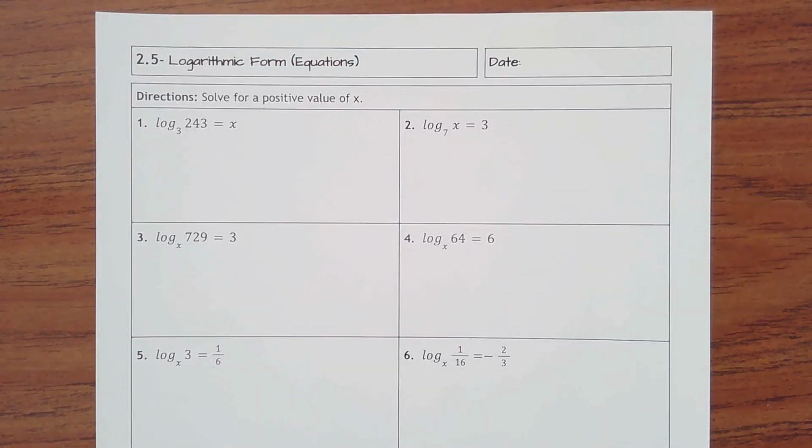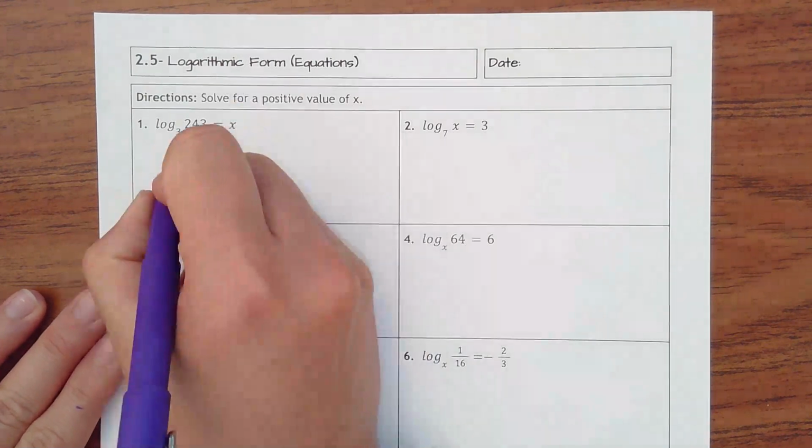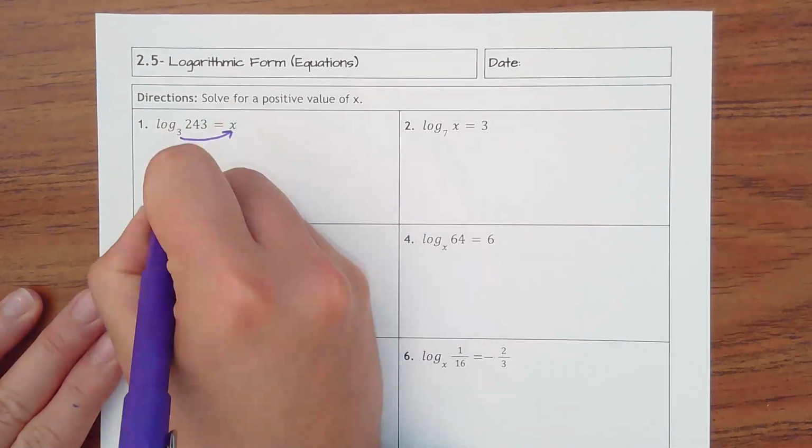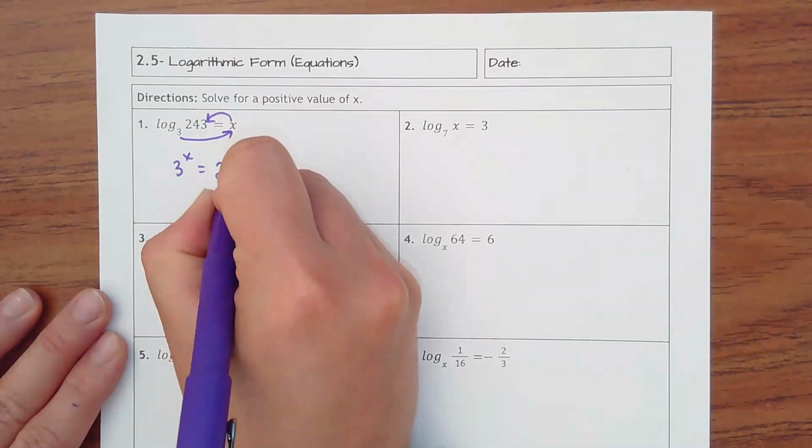2.5 is logarithmic form equation. So we're solving for a positive value of x. We remember that logs really have this base, which is our base of our exponent. So it's 3 to what power would give us 243.